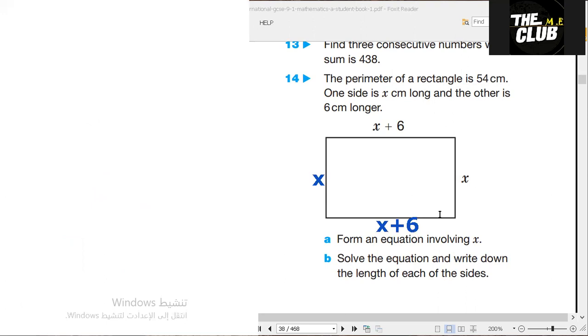Gonna form an equation involving x with the perimeter. Perimeter means all of these together. So when I form an equation, I'm gonna add the x's. It will be 1, 2, 3, 4, so 4x, because here there are 4 units. And then 6 plus 6 is 12, so plus 12 equals what? Equals 54. That's for the perimeter. And then when you take this to the other side, you don't have to solve it. This is the equation. This is the first step. You put the equation like this. This is for part A. You don't have to solve it. Just form an equation. And then solve it and write down the length of each of the sides.